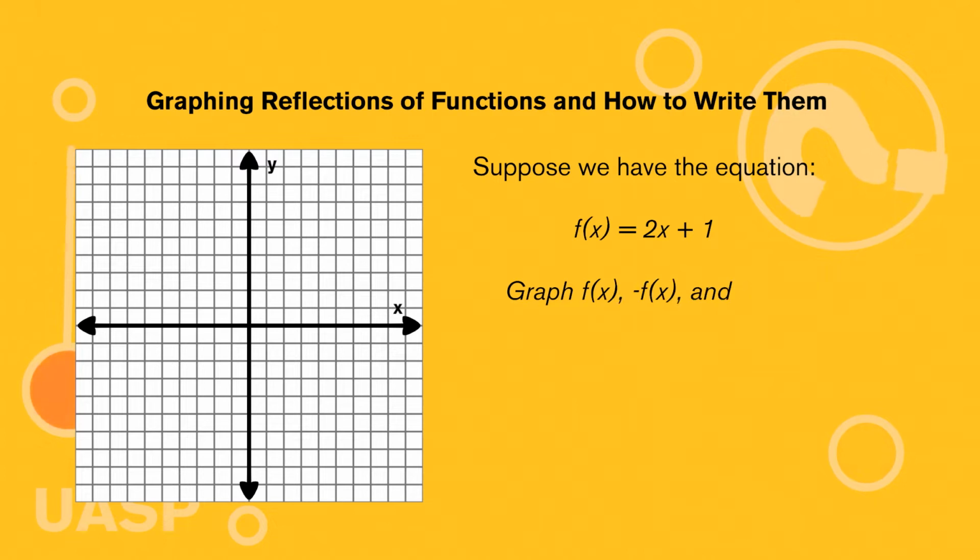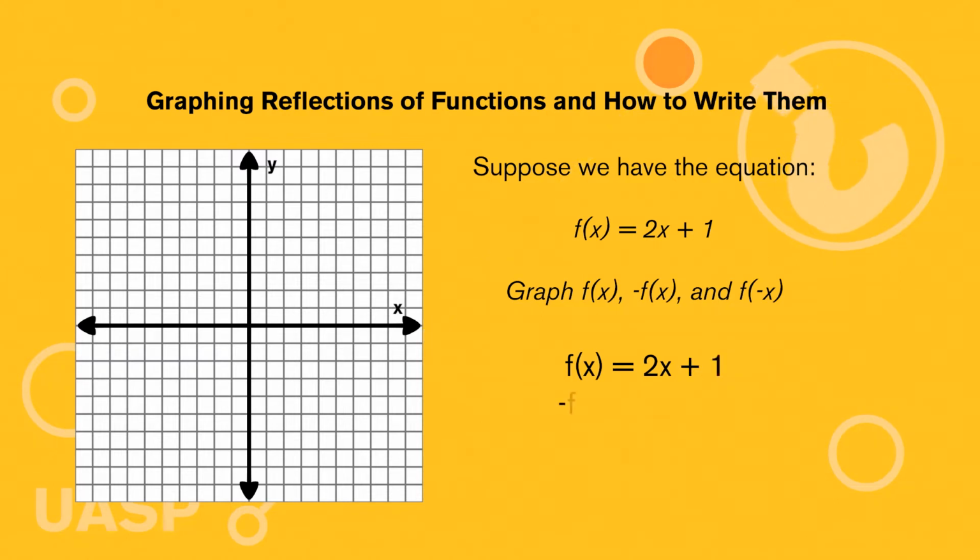So, as you can see on the screen, they give us an equation that equals f of x, and they want us to graph f of x, negative f of x, and f of negative x. So let's go ahead and determine what those equations are, and then we'll graph them and look at the relationships. They give us f of x, so we can just rewrite that: 2x plus 1.